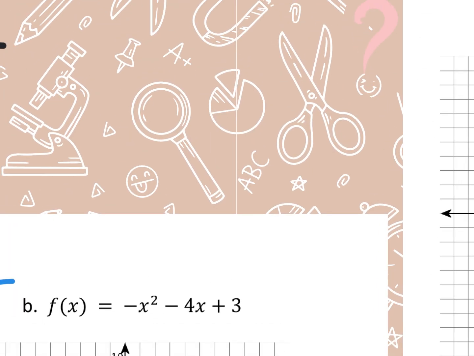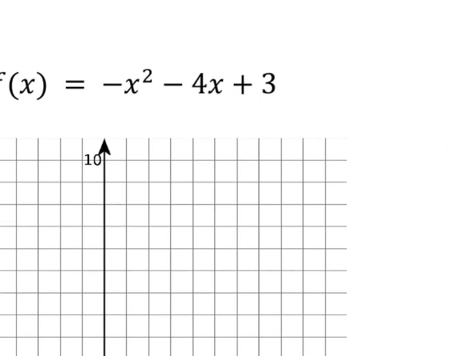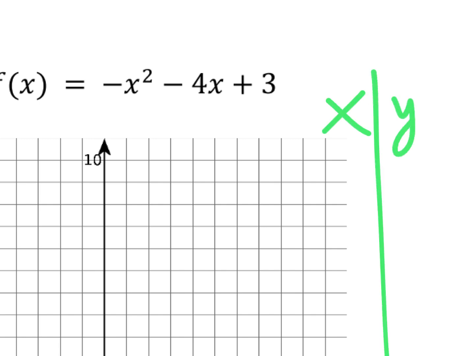How do you graph this one? Same way, XY chart, but you don't get a nice free gimme easy one to put in because you don't have the vertex this time. So in that case, start with anything. I'd probably start with 0. 0, 0. Ooh, that was really easy. Put in 0. I got 3.